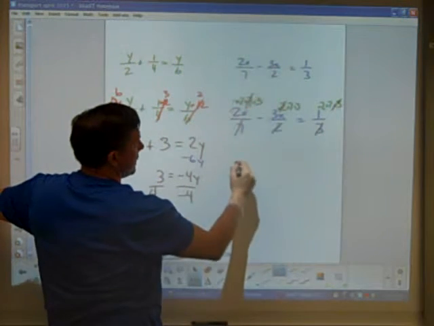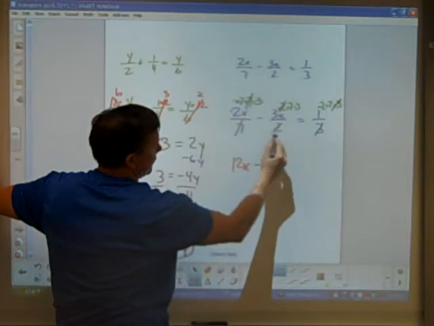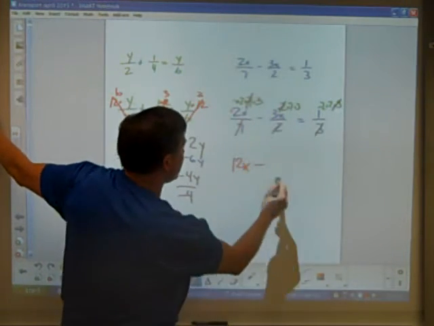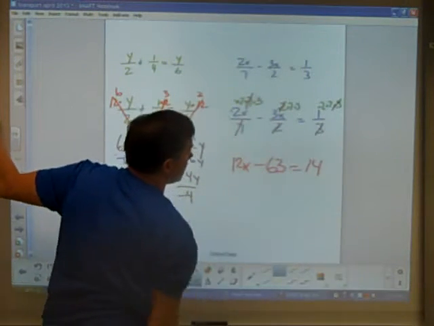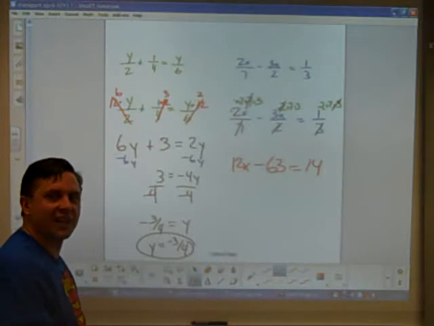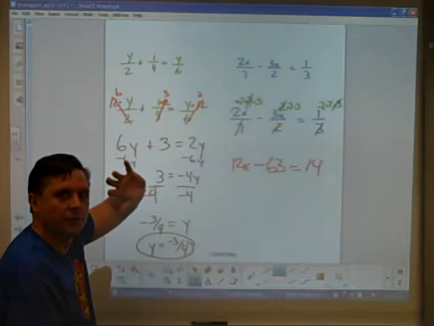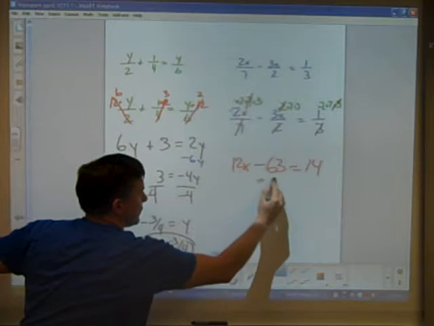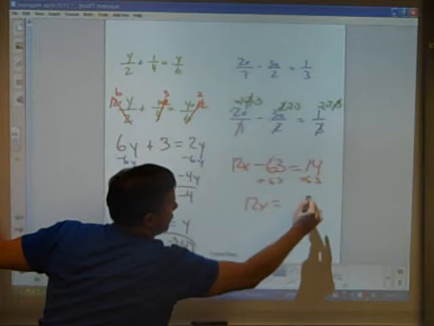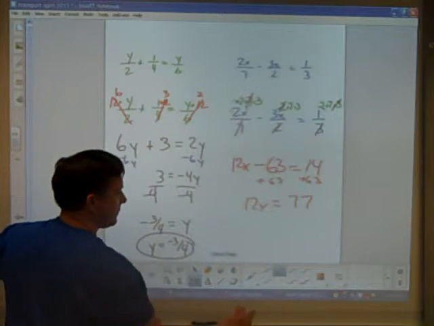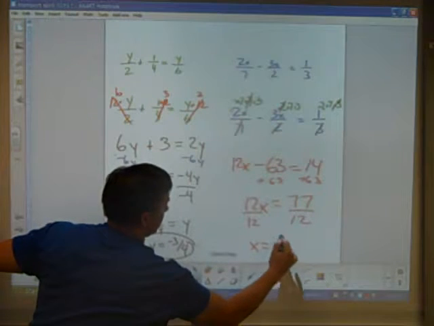2 times 2 times 3, I get 12x. 3 times 3 times 7. 3 times 3 is 9. 9 times 7, 63. 2 times 7 is 14. And in just a couple seconds, I have created a problem that we could do very easily. So I add 63. I get 12x equals 77. Divide by 12. How about 77 twelfths?